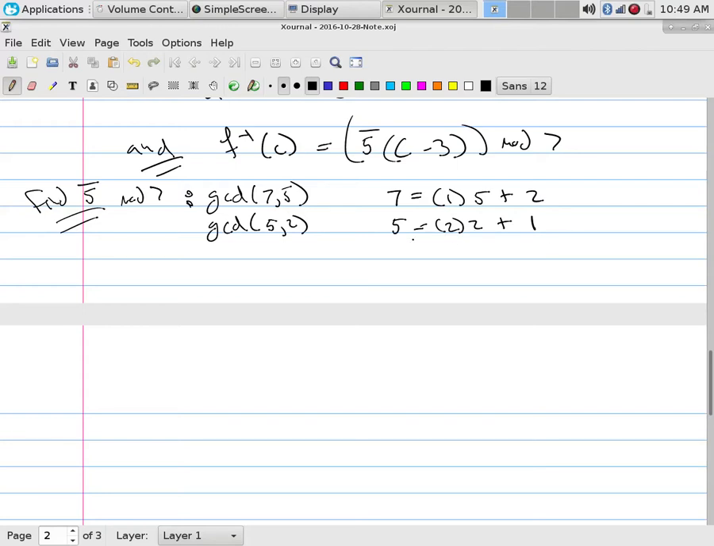I would get the next one, might as well write it. The GCD of 2 and 1 is rather easy. This is 2 1's plus 0. Therefore, that was the GCD. That's what we always do when we go through the process. We go to the remainder 0.